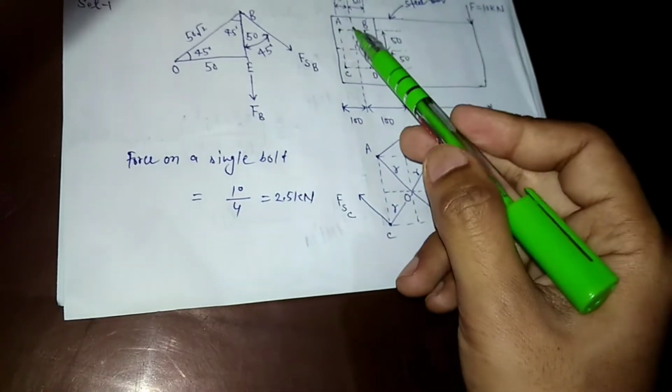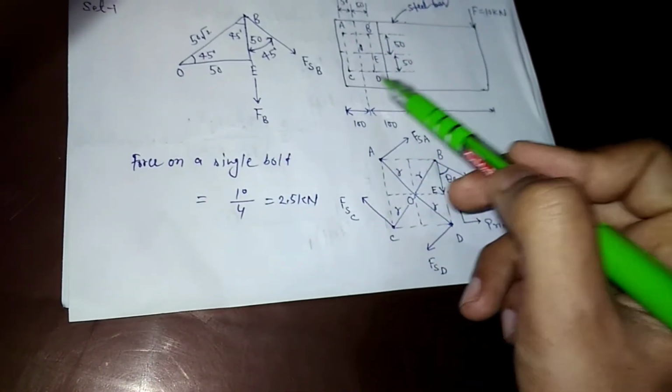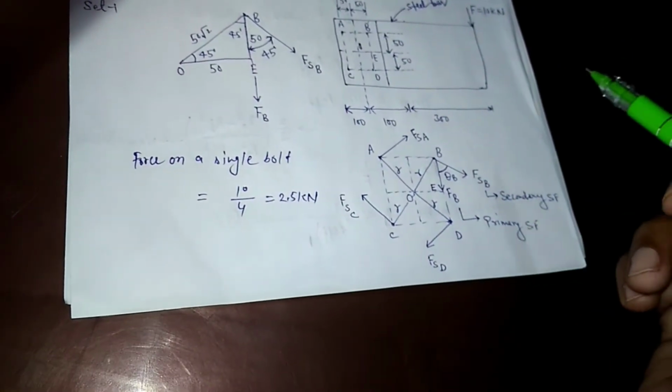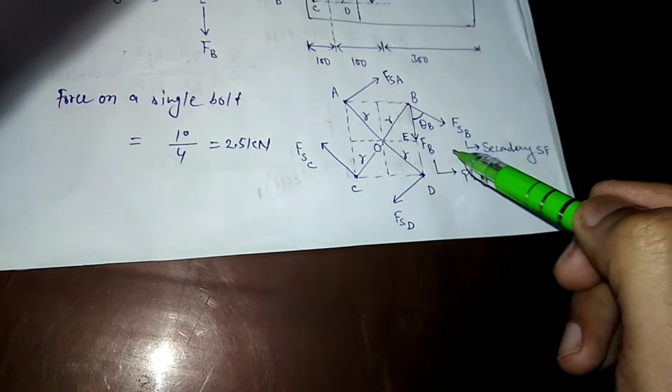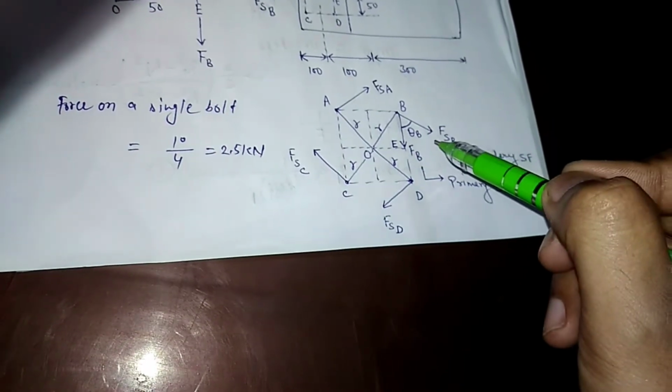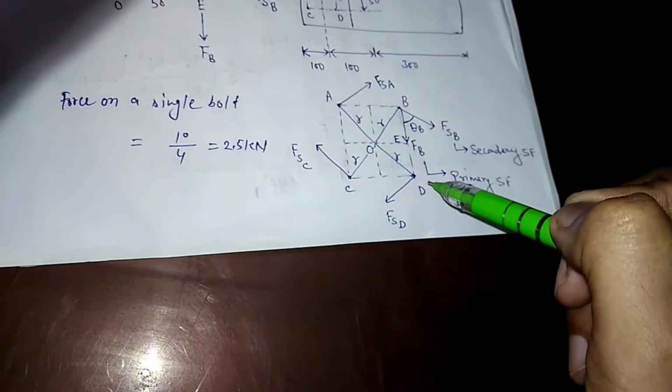Bolt A, bolt B, bolt C, bolt D. So this force is a primary force, which is acting on the bolt in the downward direction.